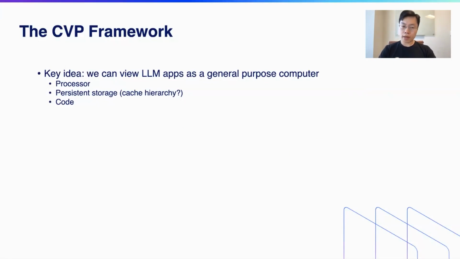And the key idea here is that we can view a lot of these apps built atop large language models or autoregressive language models as a general purpose computer. Hopefully this will be a little bit clearer in the next couple of slides. But the first thing that you need is a processor. On top of the processor, you'll need some persistent storage, and you'll need code that takes what's in that storage and does some useful computation over it, right?